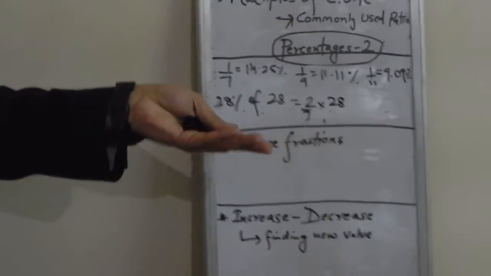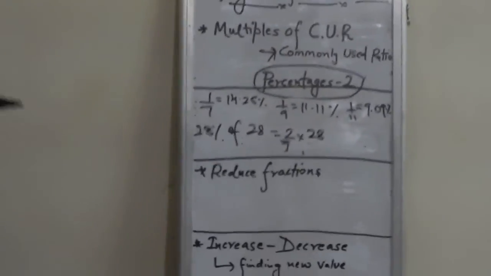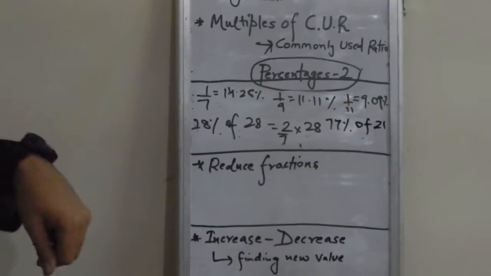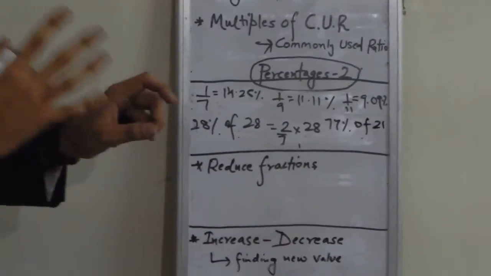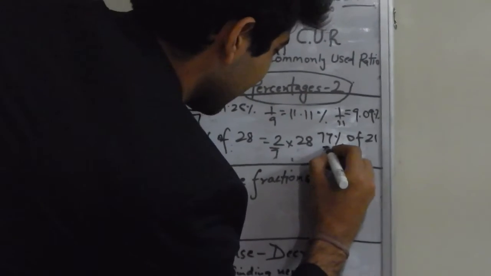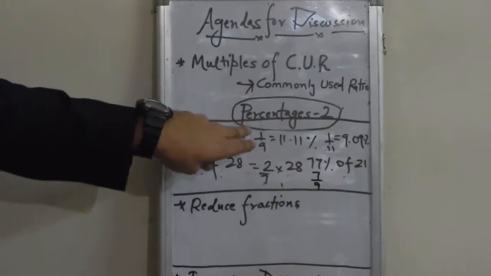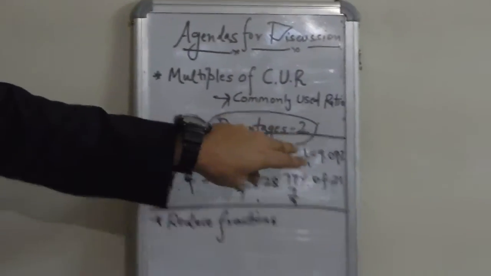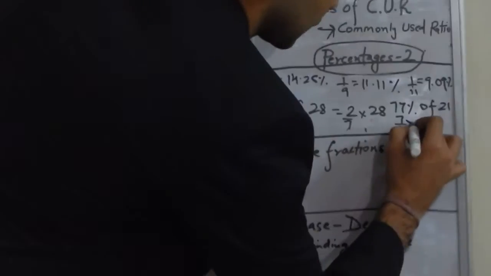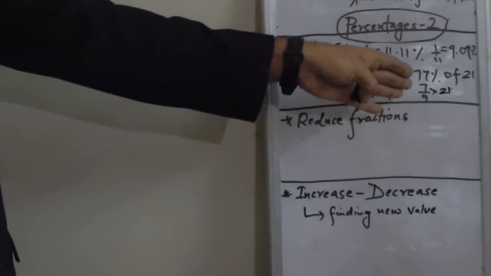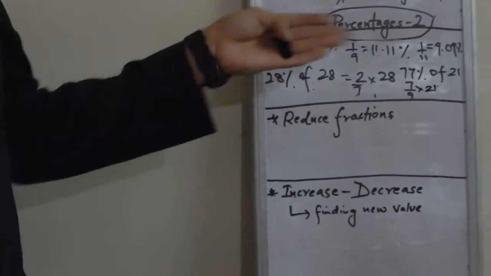And if I say calculate 77 percentage of something, 77 percentage of 21. So what you are actually required to do is 7 by 9. That is, 1 by 9 is 11%, and you multiply this by 7, it becomes 77%. So 7 by 9 of 21. And you can do the calculation straightforward by multiplying it by 7 and dividing by 9.